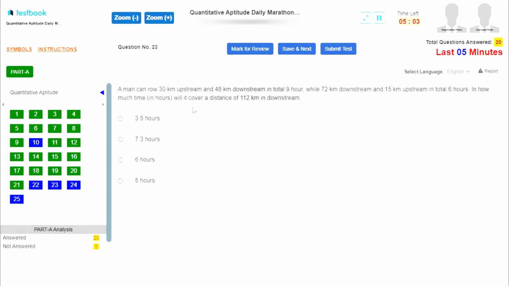Man can row 30 km upstream and 40 km downstream in total 9 hours, while 72 km downstream and 15 km upstream in total 6 hours. So downstream 48, downstream 72, 24 into 2, 24 into 3, meaning we have to make it 24 into 6. So 48 has 2 as a multiple, we have to multiply this by 3 and this by 2.